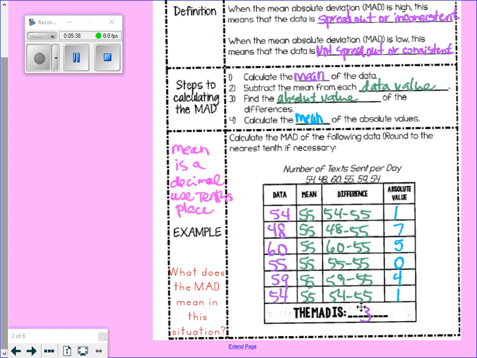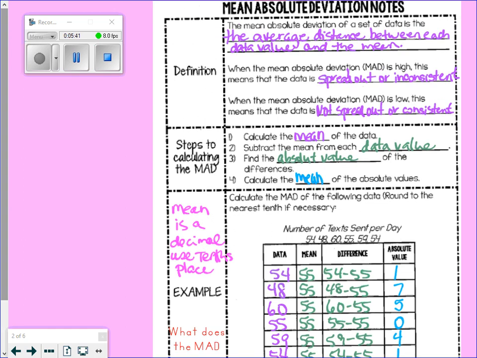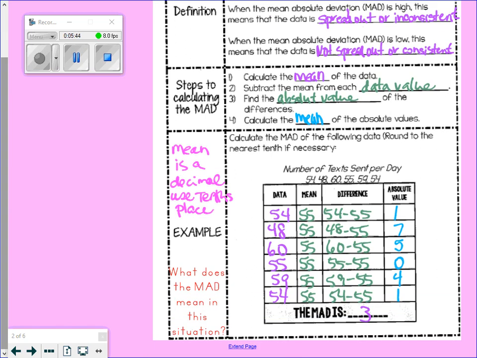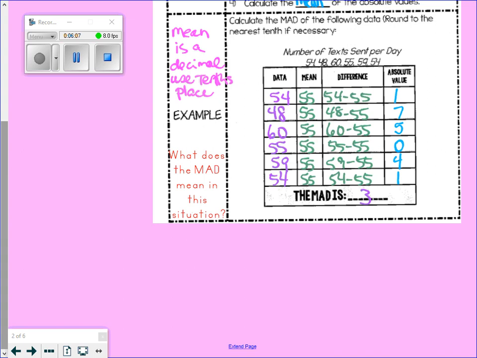So, mean absolute deviation, let's go back and look at that definition. It is the average distance between each data value and the mean. So 3 is the average distance that all your data values are from 55. Is that helpful? Yeah. All right. Now, I do want you to fill this in, maybe underneath, I can see that you have some space right here. What does the mean absolute deviation mean in this situation? We read the definition. So in context, what can we write that this means?